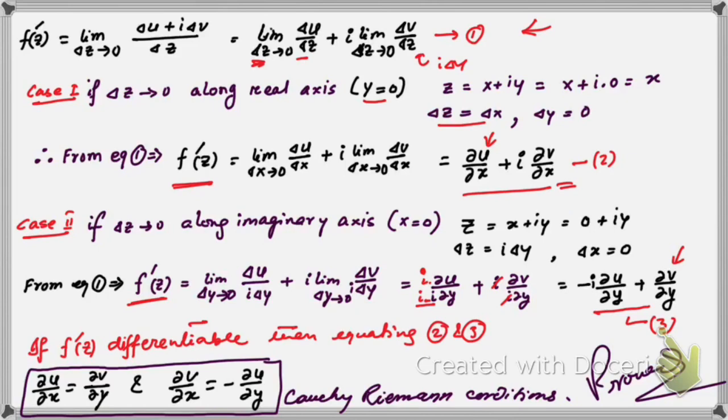So if you want to write this second condition in this way, you can write del u by del y. You can write this one first, then minus del v by del x. You can write this way also. This is v, okay? And this one is u. So this is Cauchy Riemann condition.